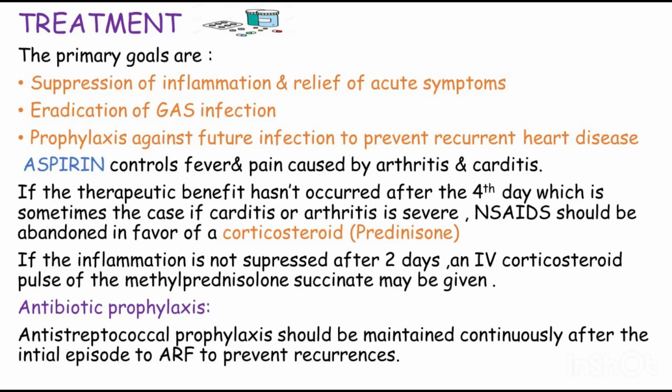If the therapeutic benefit hasn't occurred after the fourth day, which is sometimes the case when carditis or arthritis is severe, the NSAID shouldn't be continued in favor of a corticosteroid, prednisone. If the inflammation isn't suppressed after 2 days, an IV corticosteroid pulse of methylprednisolone succinate may be given. Antibiotic prophylaxis: anti-streptococcal prophylaxis should be maintained continuously after the initial episode of ARF to prevent recurrences. This is about the treatment.